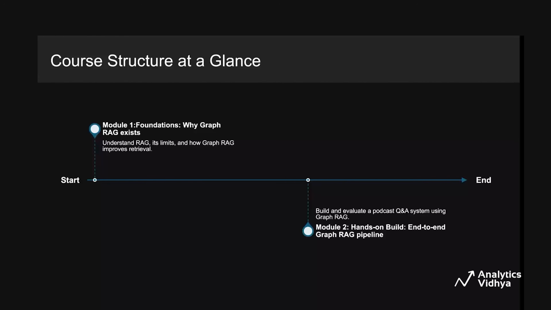Here's how the course is structured. We start with Module 1, Foundations, where we build a clear understanding of RAG, its limitations, and how graph RAG improves retrieval. We then move into Module 2, Hands-on Build, where we go deep into every component of the graph RAG pipeline and put it all together. And we end with a Working Evaluated System, a podcast transcript QA built entirely on graph RAG from start to finish.